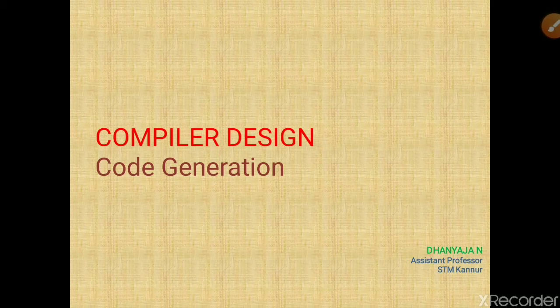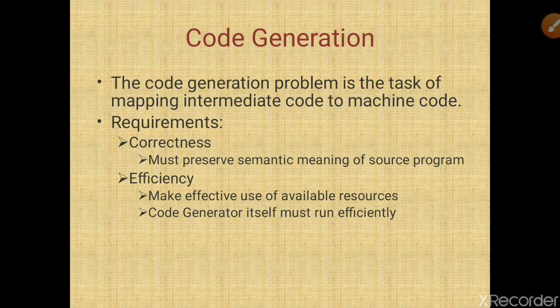Today in this video lecture series we will discuss code generation. Code generation is the final phase of the compiler model, and it takes as input the intermediate representation with supplementary information from the symbol table and produces the equivalent target program. That is the output.